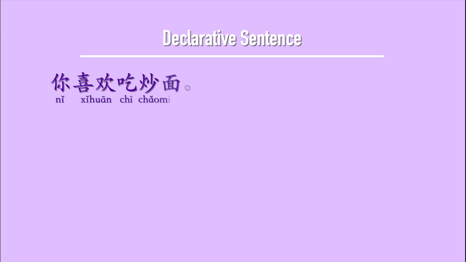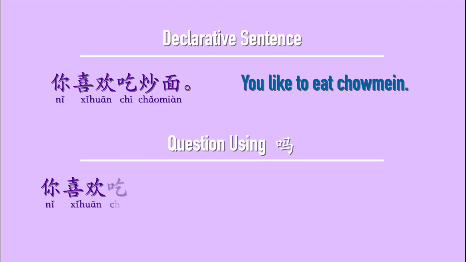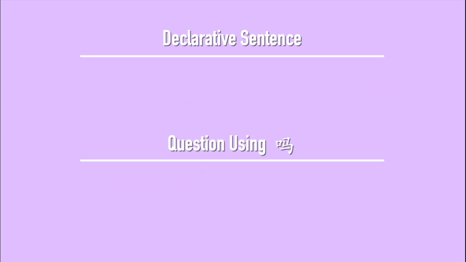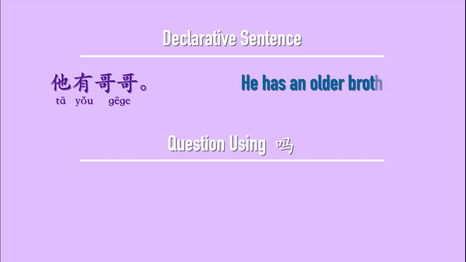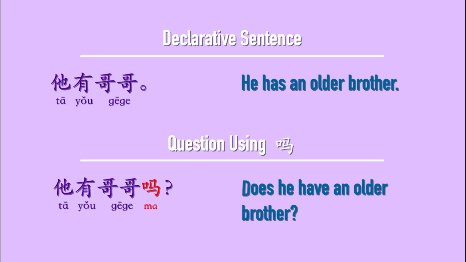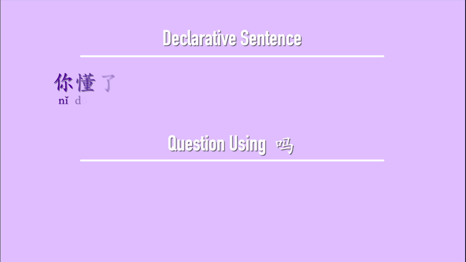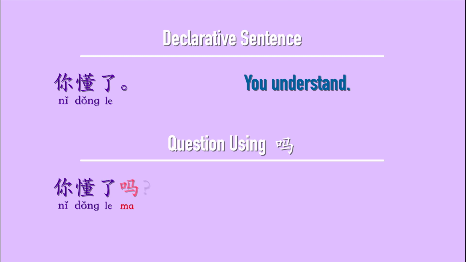你喜欢吃炒面. You like to eat 炒面. 你喜欢吃炒面吗? Do you like to eat 炒面? 他有哥哥. He has an older brother. 他有哥哥吗? Does he have an older brother? And lastly, 你懂了. You understand. 你懂了吗? Do you understand? So, do you understand? All we have to do is attach ma to any statement and it's suddenly a question.